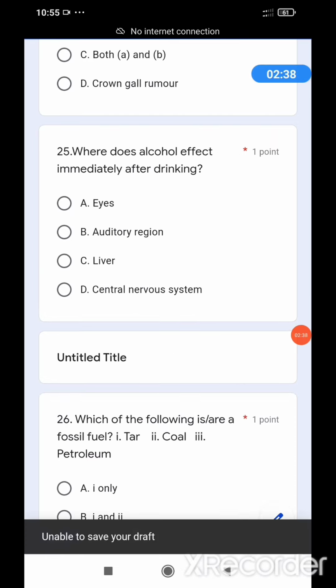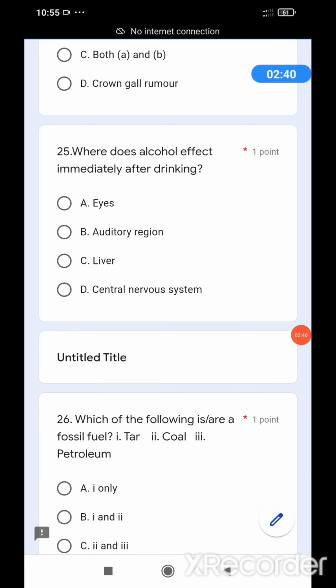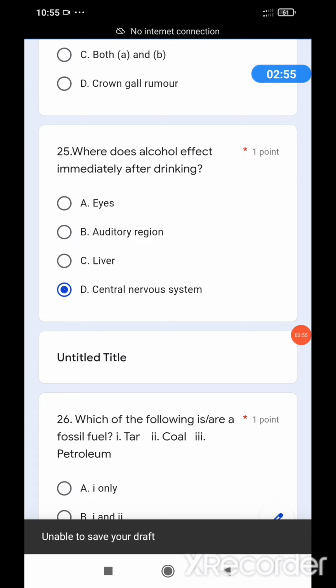25. Where does alcohol affect immediately after drinking? Central nervous system.